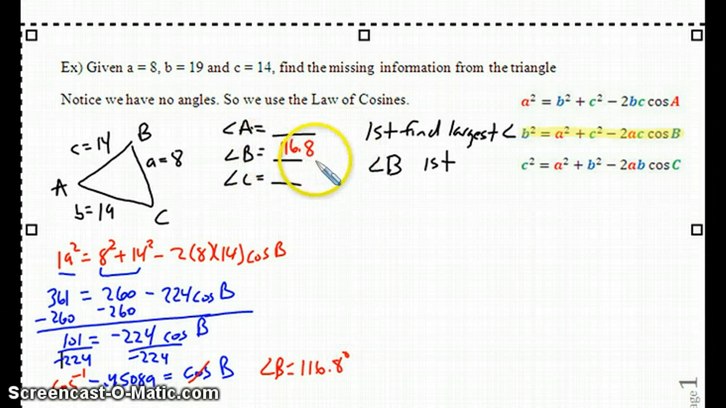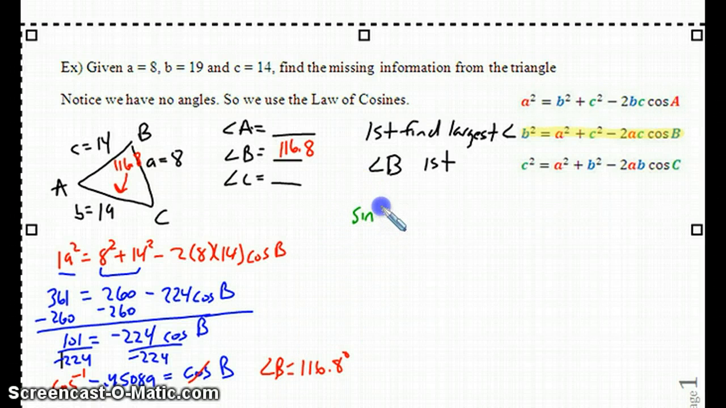Again, that's my largest angle. I can't have another obtuse angle in this problem. So, moving on to another angle. Now that I know that B is 116.8, if I want to, I can use the law of sines because I have an angle-side opposite relationship. And I don't have to worry about the possibility of two different triangles because I know that I can't have another angle that's bigger than 116. So I'm going to actually use the law of sines to help me find my next angle.